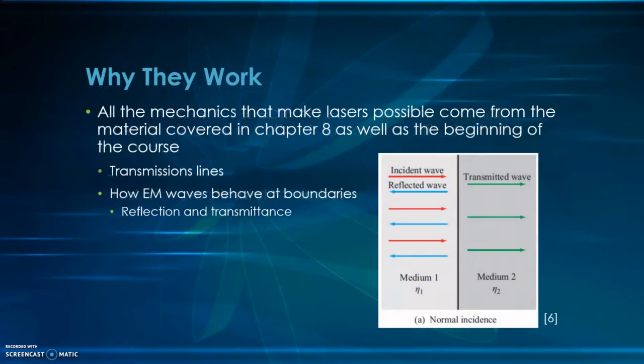All of the mechanics that make lasers possible come from the material that we covered in the very last chapter, chapter 8 of the course, as well as the material that we covered at the very beginning, specifically transmission lines, which are considered electromagnetic wave analogs, as well as how EM waves behave at boundaries, specifically the properties of reflection and transmittance.